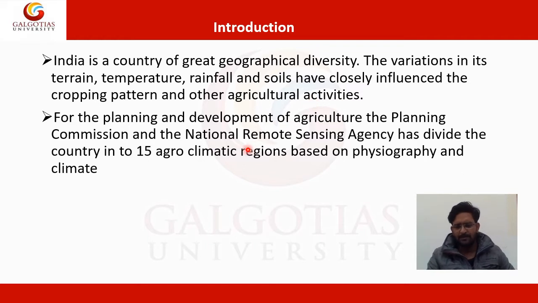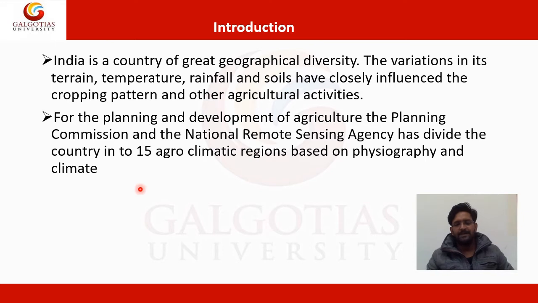Now, if you look at western UP, nearby your Delhi NCR, Ghaziabad, Meerut, the farmers produce more sugarcane. But if you move to eastern UP, they are producing mainly wheat, barley, and maize. So even in UP, with not too much difference in kilometers, about 200 to 300 kilometers, you will find a variation in all aspects like terrain, temperature, rainfall, and even the soils.